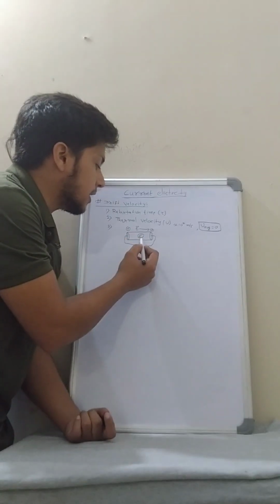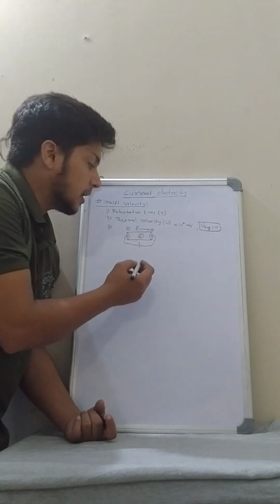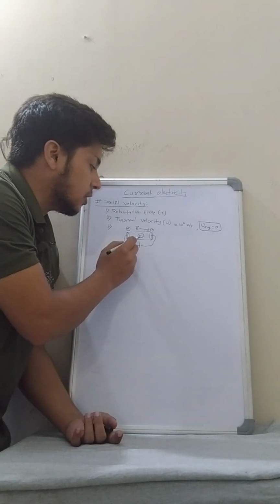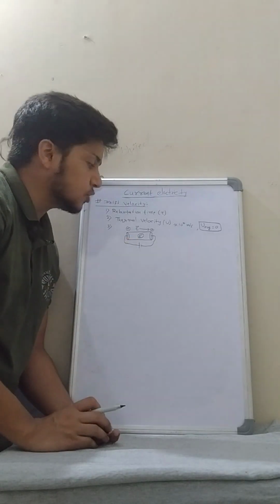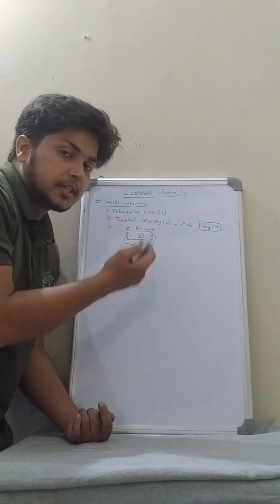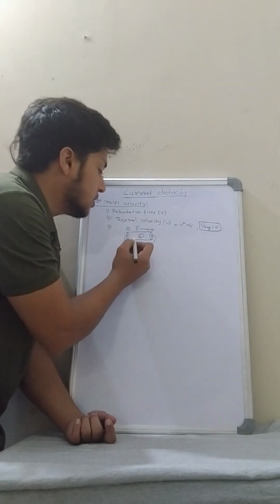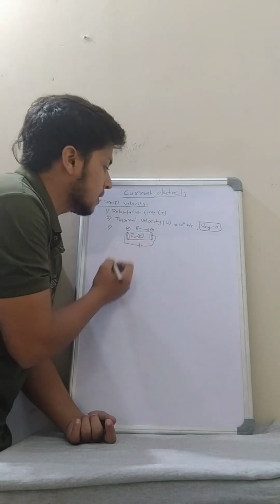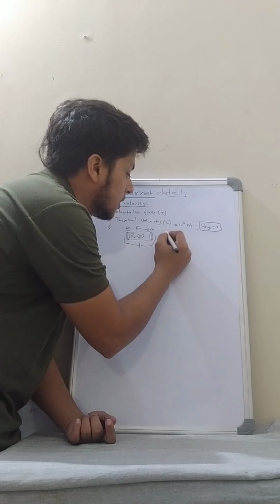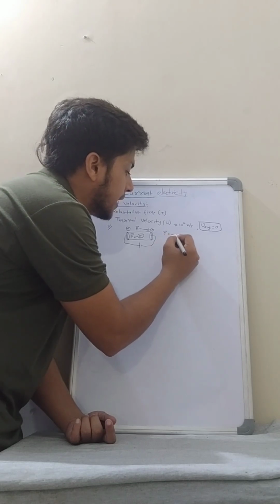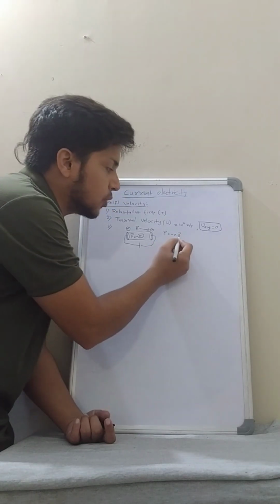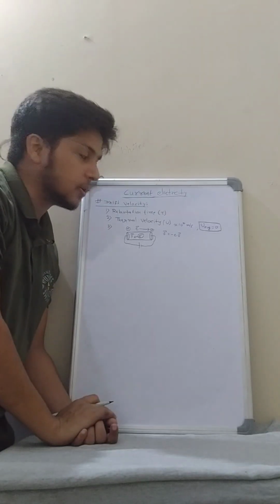When this electron experiences this electric field, a force will act on it, and since the electron is a negatively charged particle, the force will be in the opposite direction of the electric field. So you can write F equals minus e times the electric field E. The minus sign denotes that the direction of force is opposite to the direction of electric field.